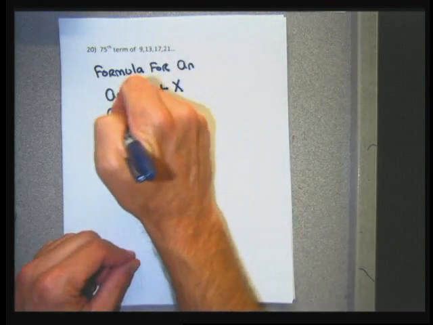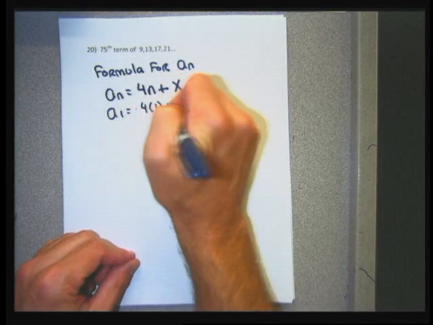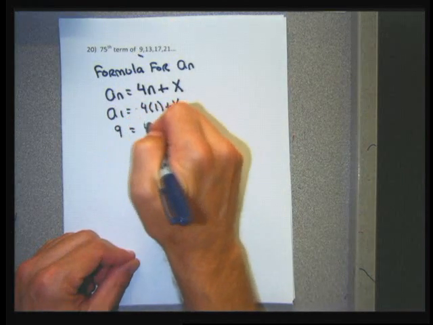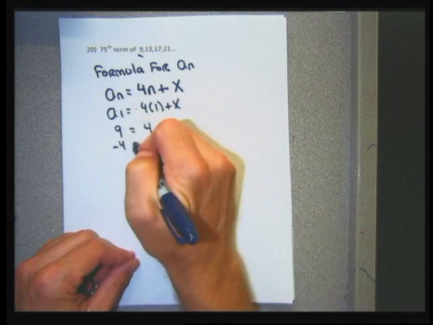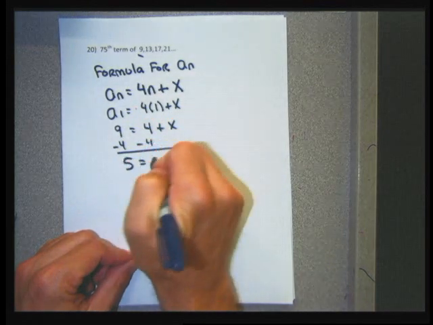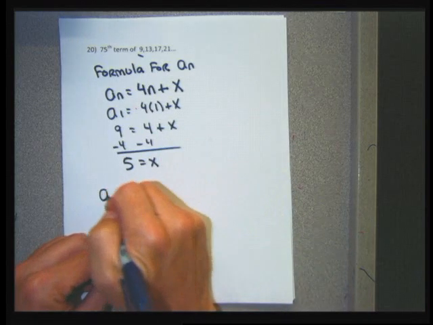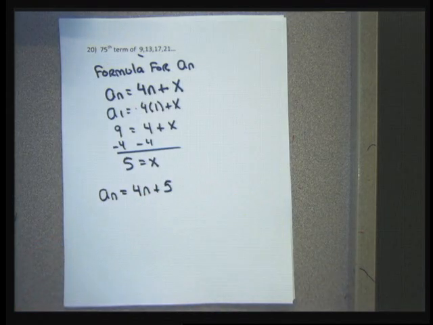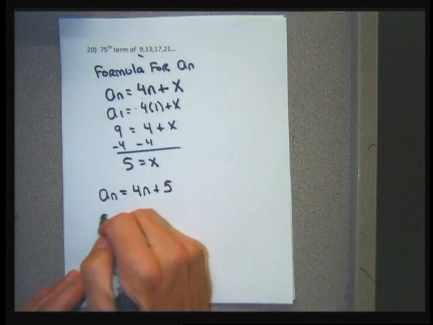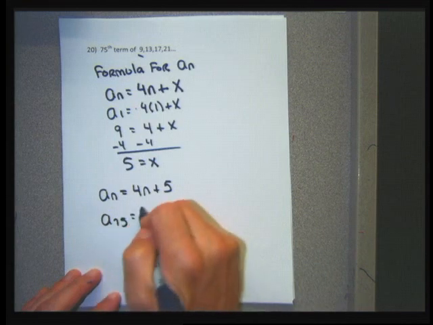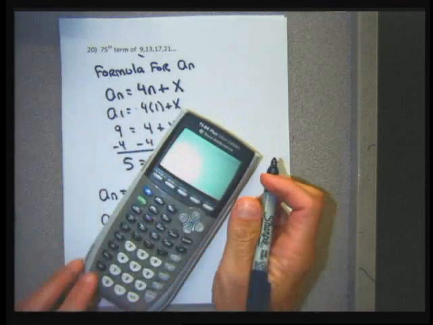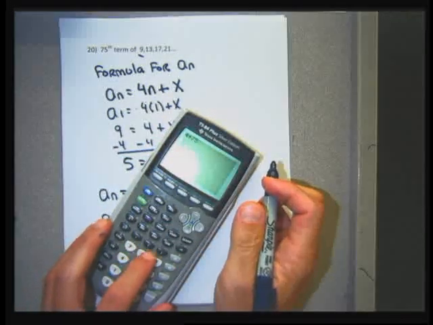I plug in 1 for n and get a sub 1 is 4 times 1 plus x. The first term in the sequence is what a sub 1 is, so I get 9 equals 4 plus x. I subtract 4 from both sides and get 5 equal to x. So for this particular problem, the formula that works for this sequence is 4n plus 5. Now I can find the 75th term of the sequence without having to list all 75 terms, because the 75th term is a sub 75, which I can get by taking 4 times 75 plus 5. Time for a calculator. 4 times 75 plus 5.